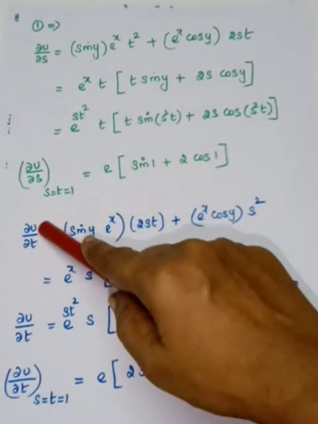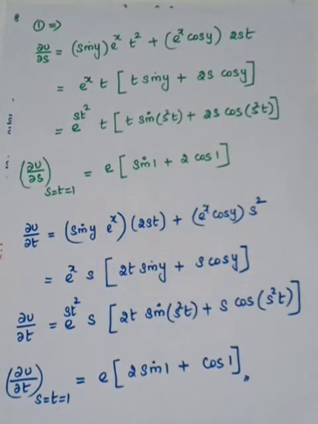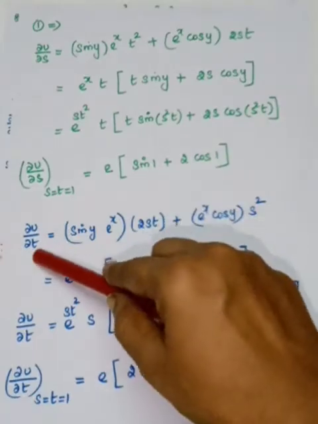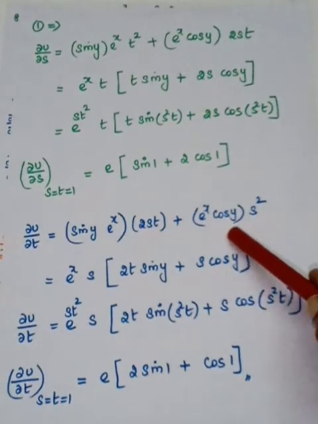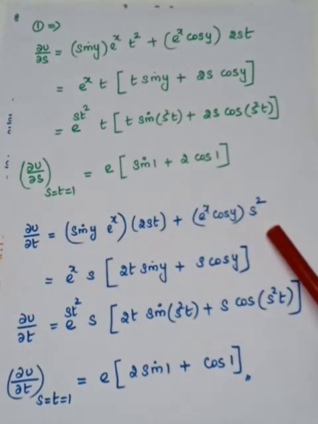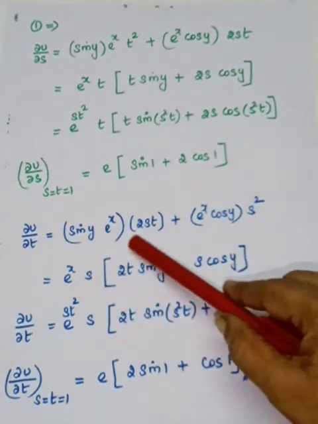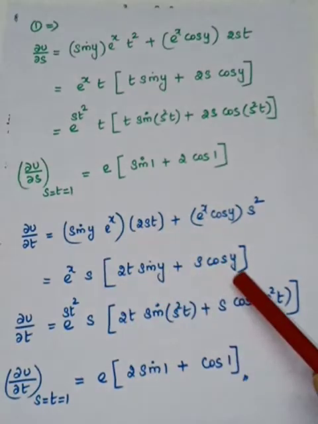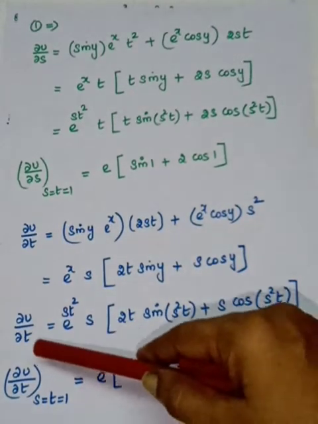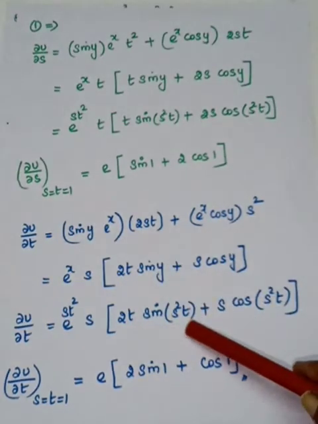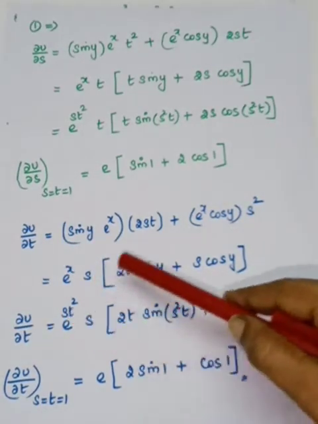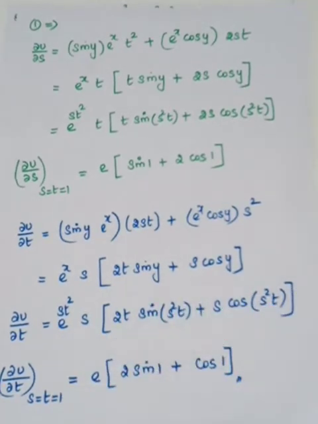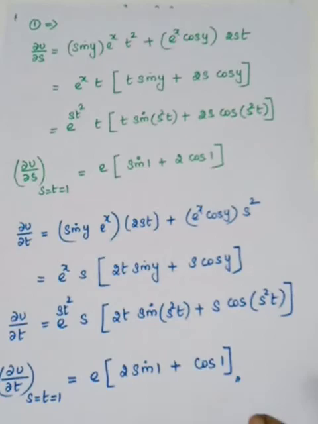In the same way ∂u/∂t. What is the formula? ∂u/∂x into ∂x/∂t plus ∂u/∂y into ∂y/∂t. So it has to be substituted. And from these two terms, e^x and s are common, so they are taken out. The remaining is here. And x and y have to be substituted: in the place of x, st², in the place of y, s²t. And it has to be evaluated when s = t = 1. So you will get this answer.